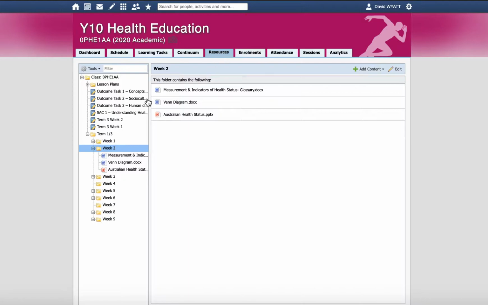And then over here in your resources, we're in term 3, week 2. You won't be using the Venn diagram yet. That is for tomorrow. You need the PowerPoint for the Australian health status and also this document for the glossary. You should have already downloaded that, and you'll just continue to add towards that glossary.